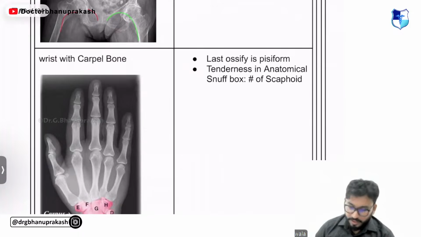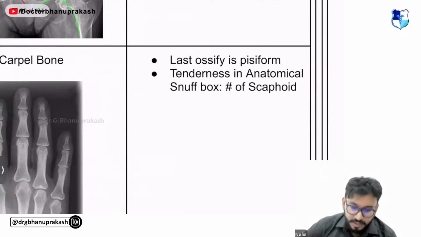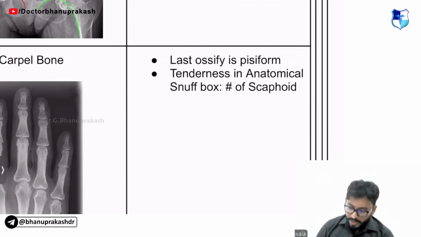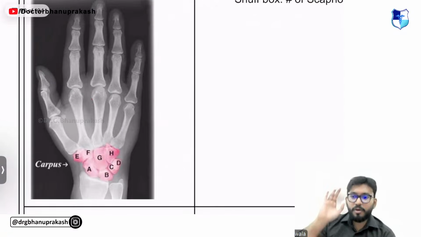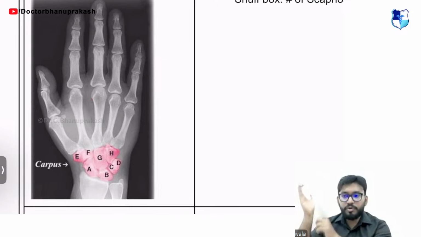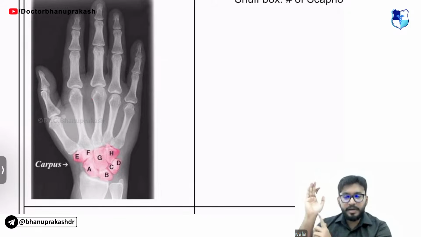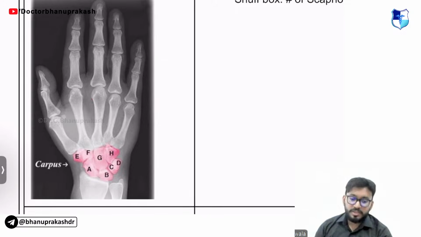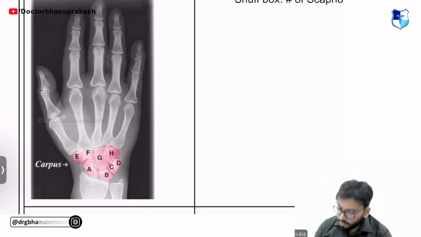Okay, coming to the carpal bones. Few MCQs on carpal bones. The last to ossify is pisiform. Where is pisiform, guys? From lateral to medial, from thumb to little finger, do you know the mnemonic? She looks too pretty, try to catch her: scaphoid, lunate, triquetral, pisiform. Try to catch her: trapezium, trapezoid, capitate, and hamate. So pisiform is the last to ossify.